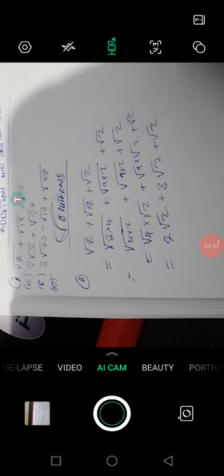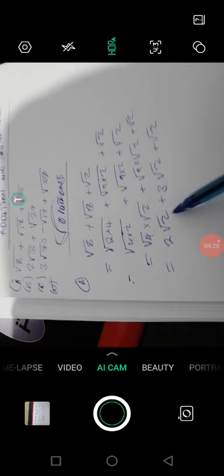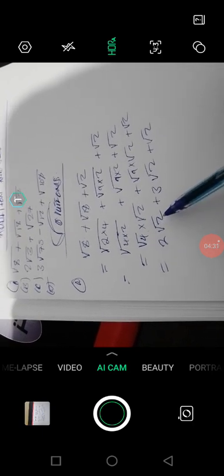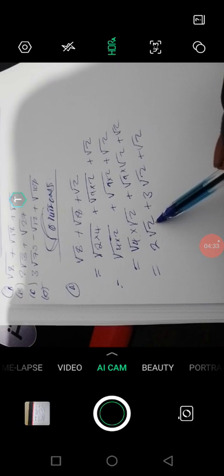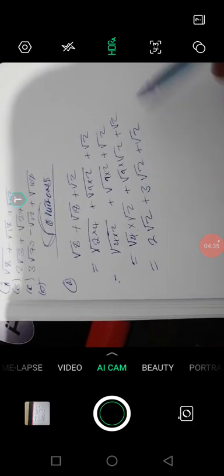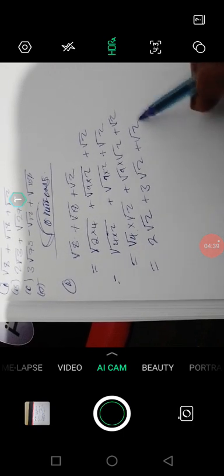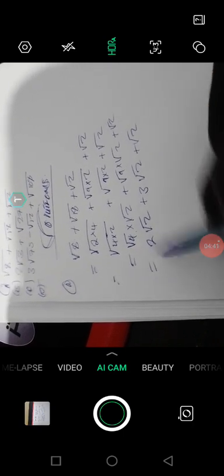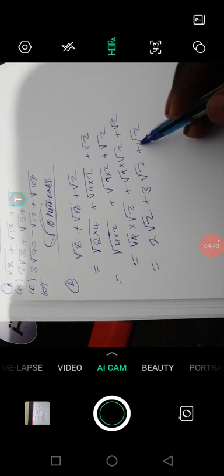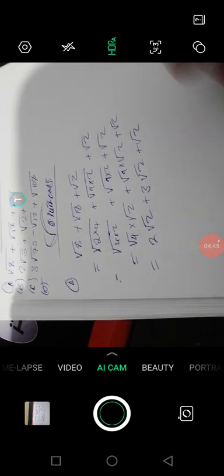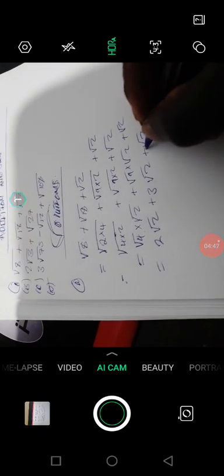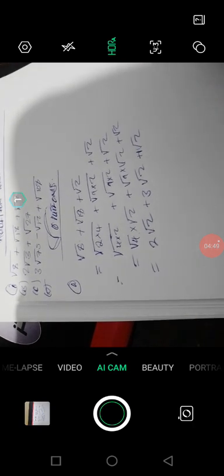I think it is quite interesting that you are following. Now, coming back to the rules I already gave you, you can add when the numbers under the root are the same. For instance, here I've got root 2, root 2, root 2. The numbers outside the root are different, but you can add as long as what is under the root is equal.